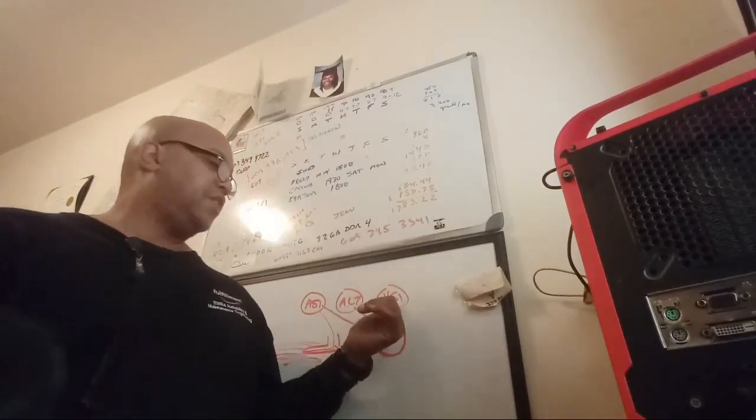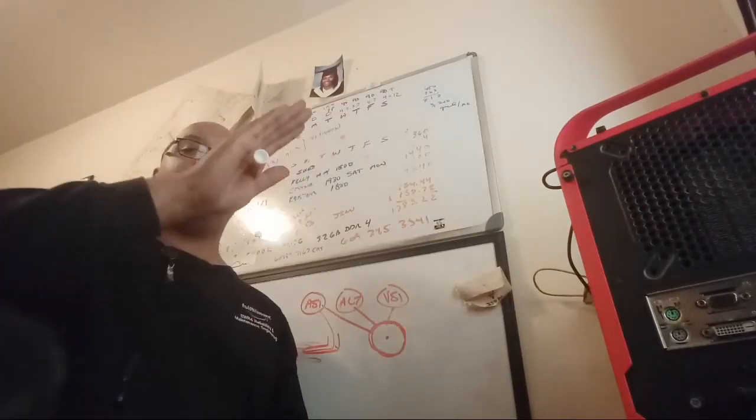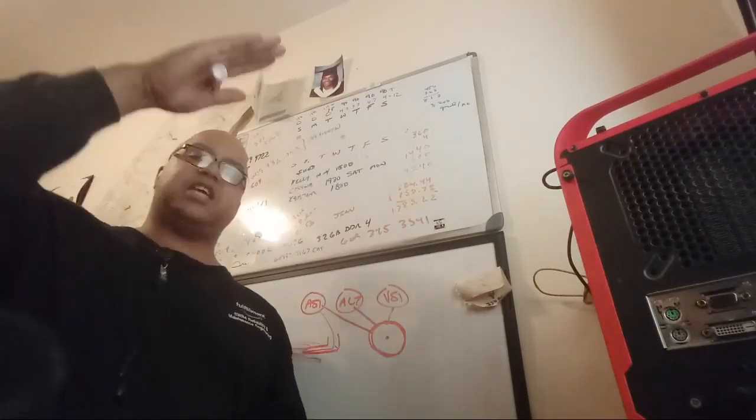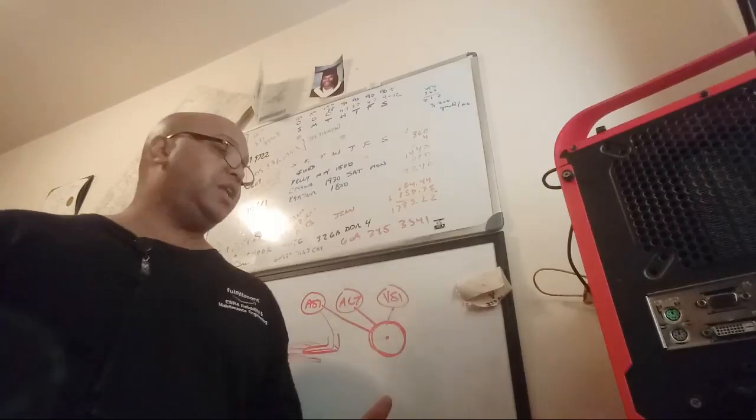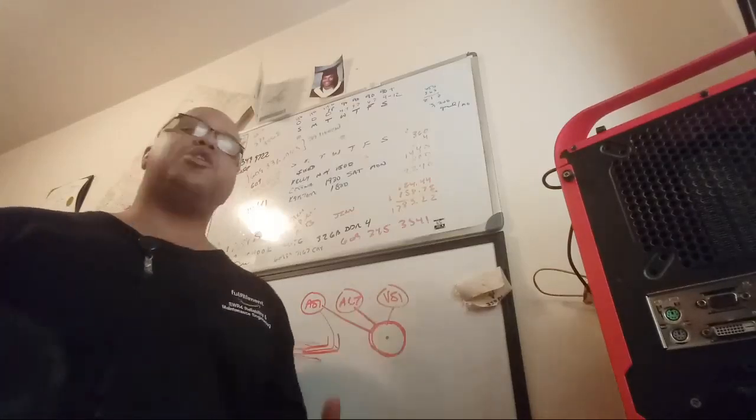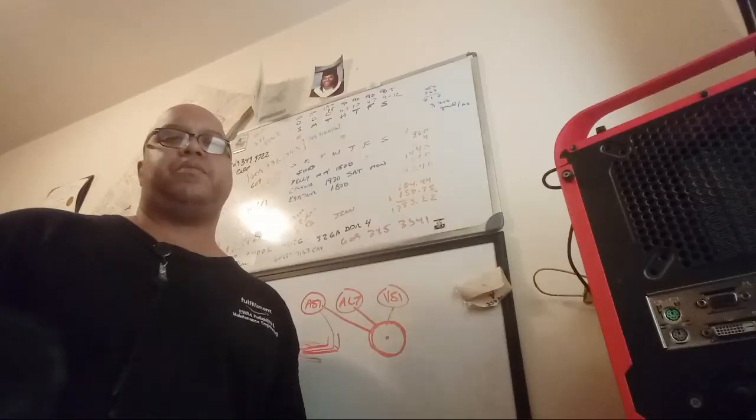The VSI, that thing will jump. If I pull back on the nose, the VSI just boop, it'll pop up and say, hey, you're flying at 1,500 feet per minute or whatever. Your altimeter is a little bit slower.